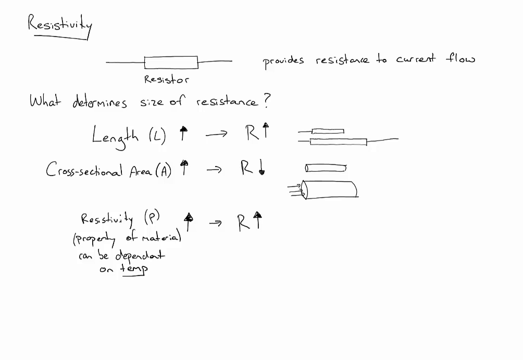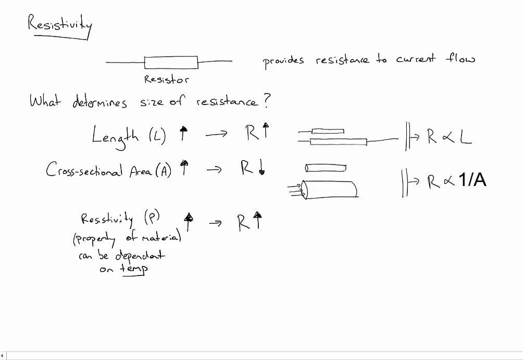Just to put these into mathematical terms, for the length, we can say that the resistance is proportional to the length. For the cross-sectional area, we can say that the resistance is inversely proportional to the cross-sectional area. Of course, these things can be shown a little more thoroughly, a little more mathematically, but for now that's enough for us. And the resistance is proportional to the resistivity of the material.